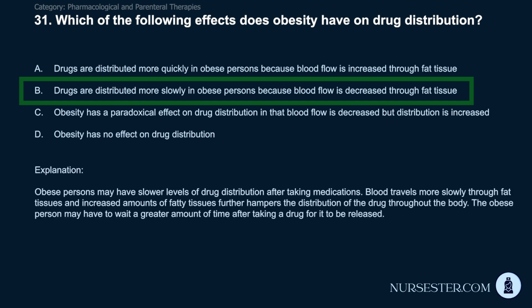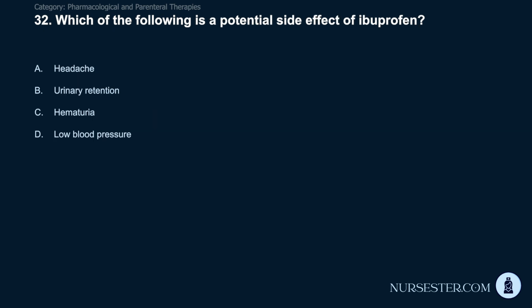Obese persons may have slower levels of drug distribution after taking medications. Blood travels more slowly through fat tissues, and increased amounts of fatty tissues further hamper the distribution of the drug throughout the body. The obese person may have to wait a greater amount of time after taking a drug for it to be released.